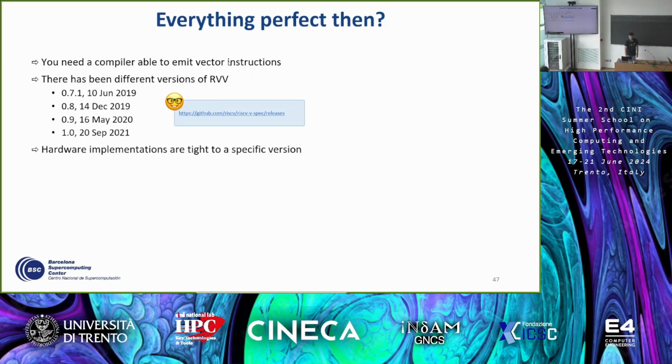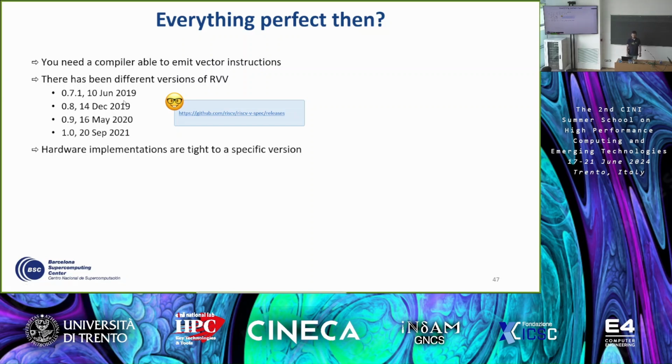There have been different versions of the RISC-V vector extension. I told you at the beginning that we have the core of RISC-V instructions plus modules that are extensions. The vector extension was launched with version 0.71 in June 2019, and then was updated for the two following years.